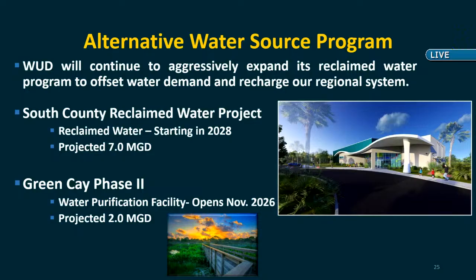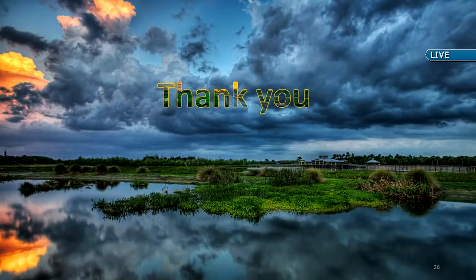And also one of our highlight projects, the Green Cay Phase 2 project, where we're going to be treating reclaimed water to drinking water quality, putting it in the lakes there at a 63-acre park that we're building, and that will help to feed the aquifer. So that's going to be a 2 MGD finished water that's going to go back to the lakes to be able to recharge our system. And that's all that I have, and I guess open to any questions.